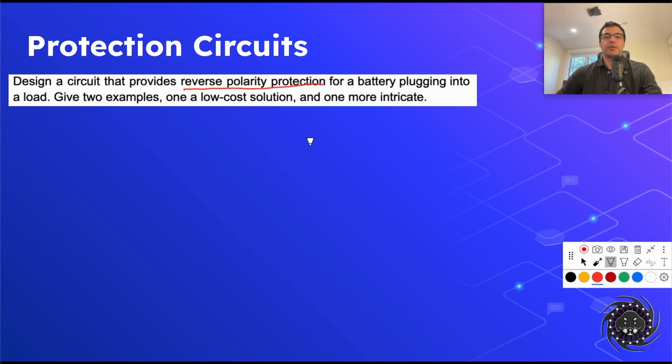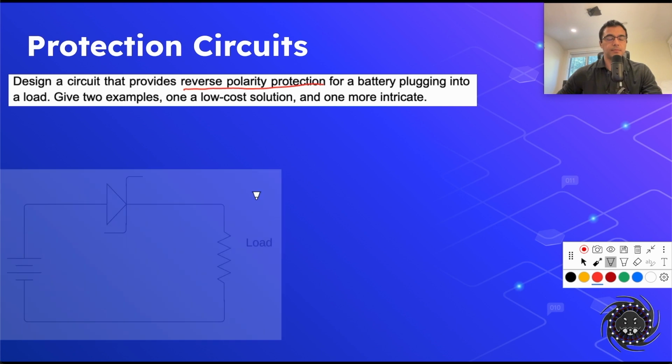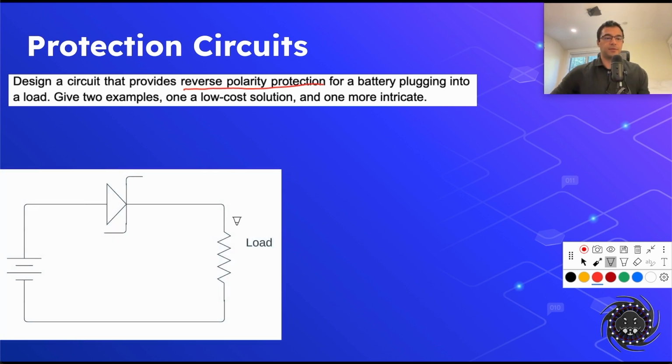The obvious way is to, of course, use a diode, because diodes only allow current to flow in one direction, and if you plug in a battery in the opposite direction, current won't be able to flow, and therefore you can save the load. That's exactly what we'll look at as our first solution.